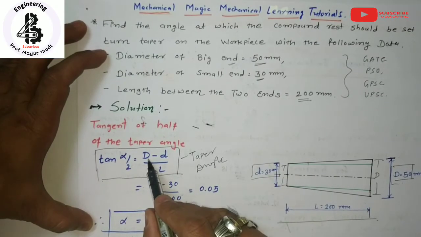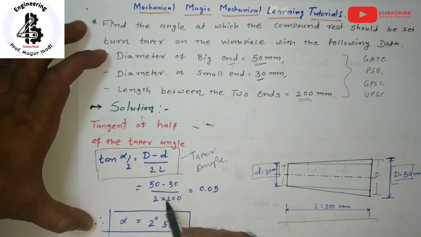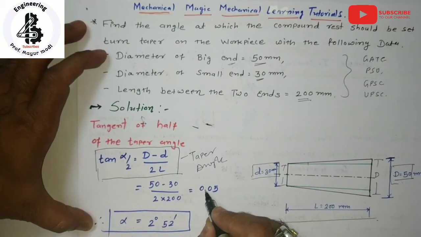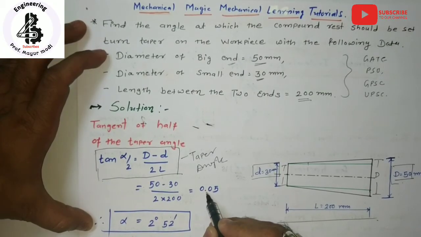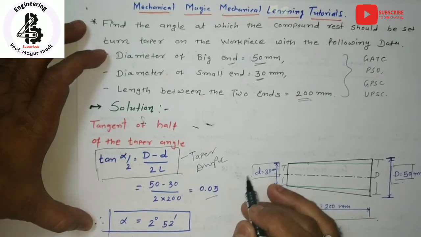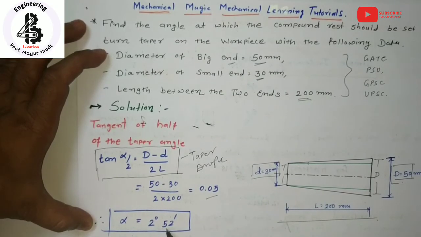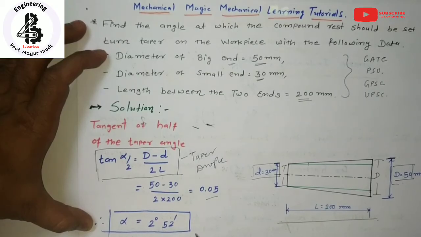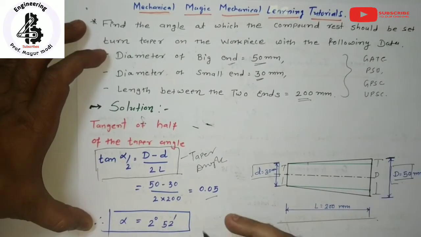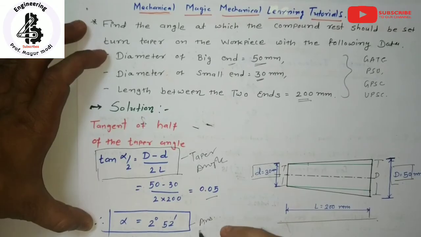Now just put in the values of D minus d: 50 minus 30, divided by 2 into L. So tan alpha by 2 equals 0.05. Then we convert it into the angle, so alpha equals 2 degrees and 52 minutes. So in a simple way you can solve the problem for taper angles.